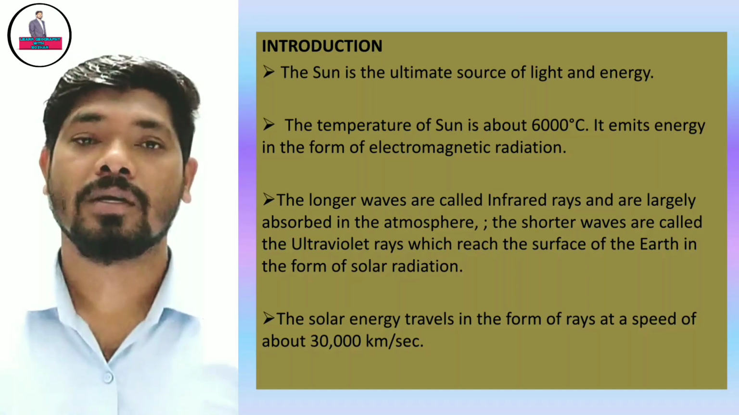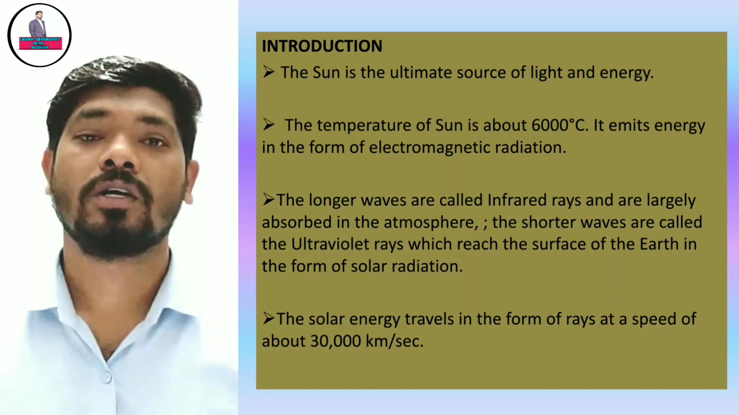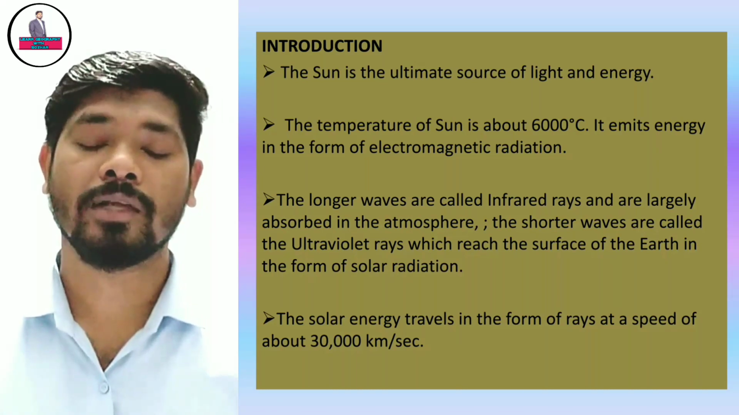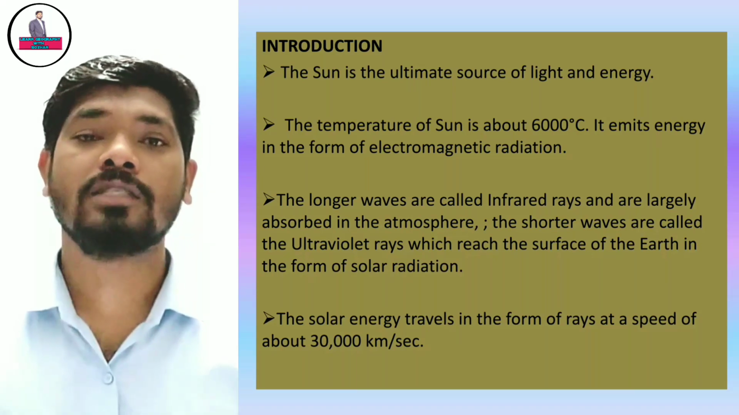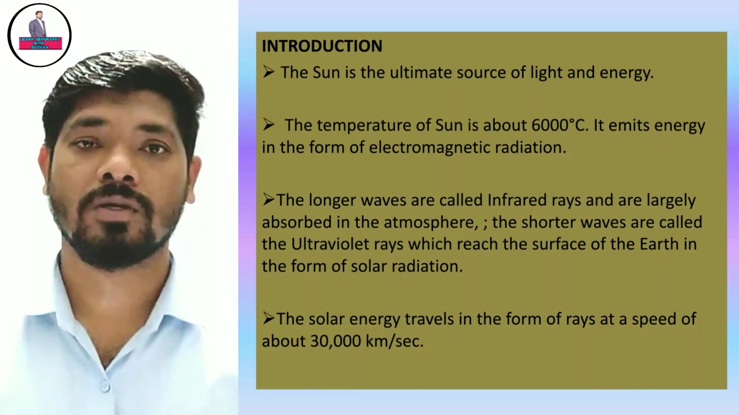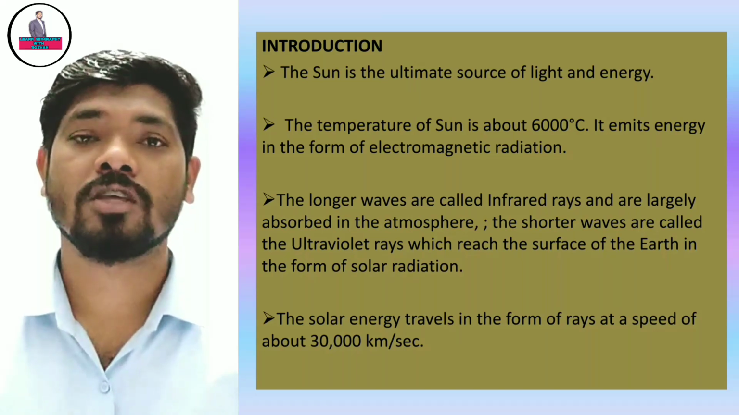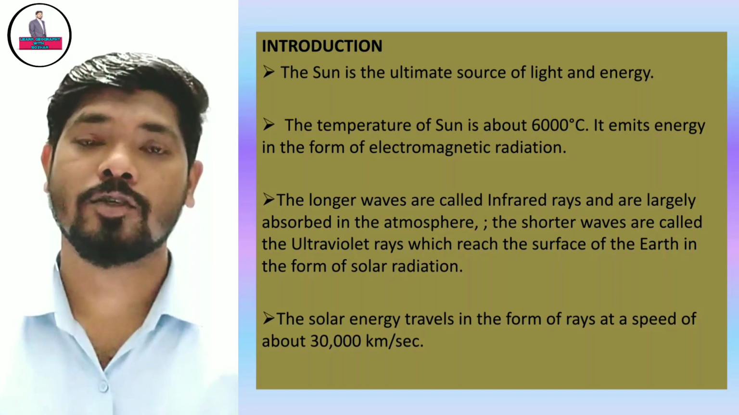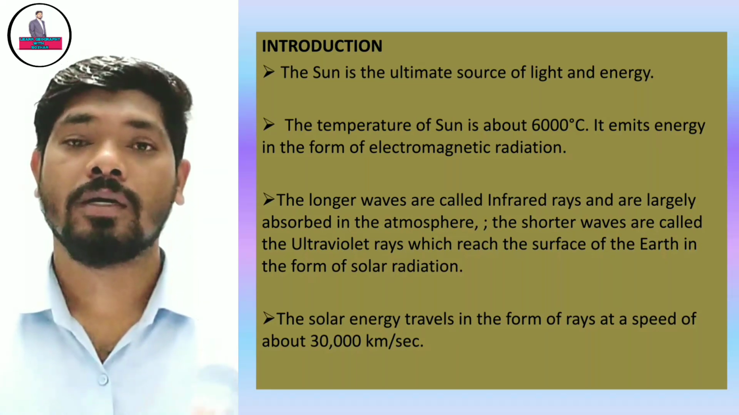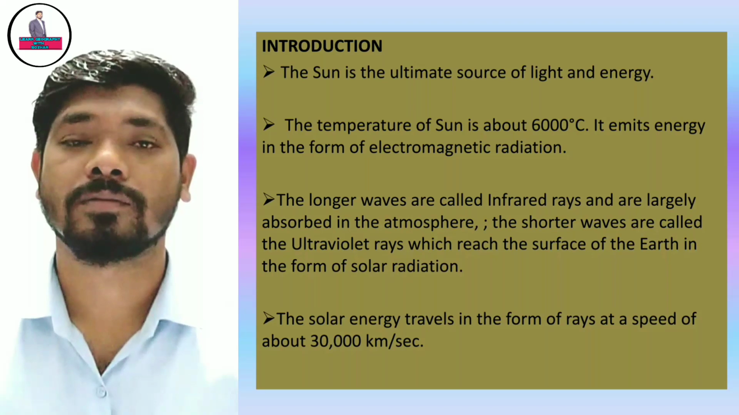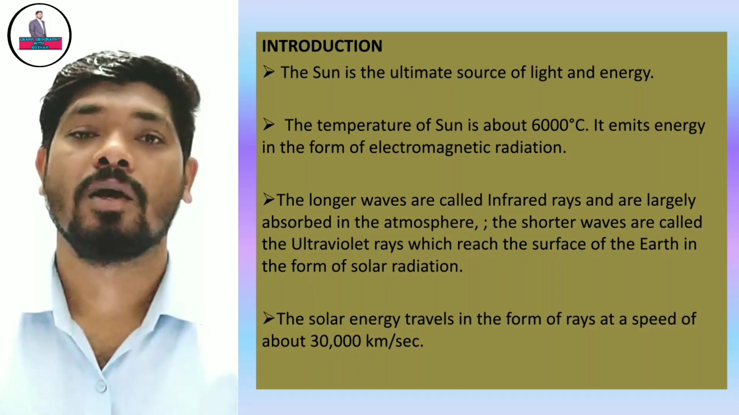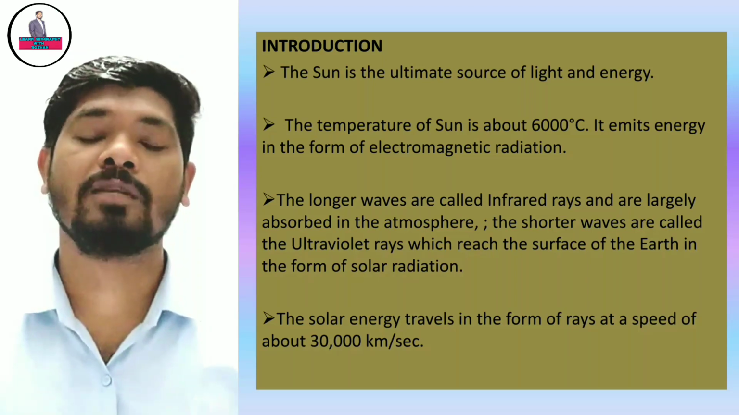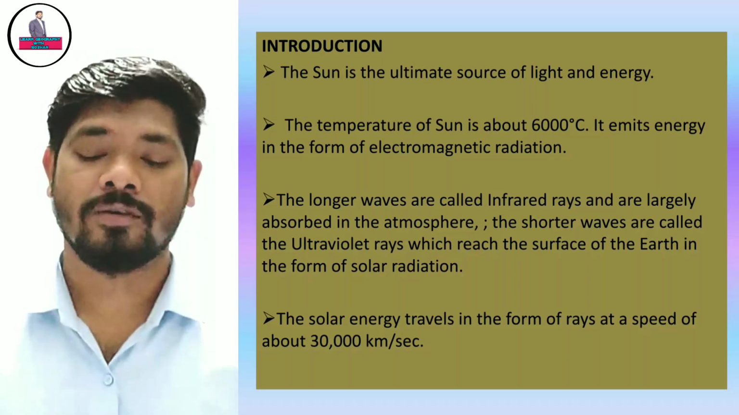The solar energy travels at the speed of 300,000 km per second. At this rate of speed, it takes 8 minutes to reach the Earth's surface. So you can just imagine, the rays of the sun travel at that speed, and the distance between the Earth and the sun is approximately 150 million kilometers. So it takes 8 minutes to reach the surface of the Earth.